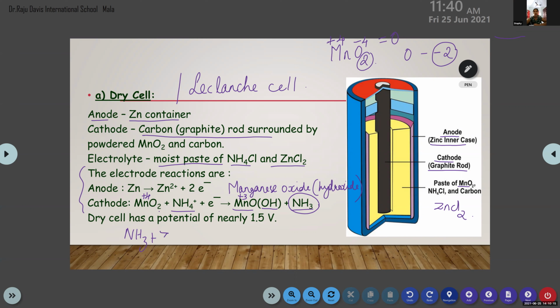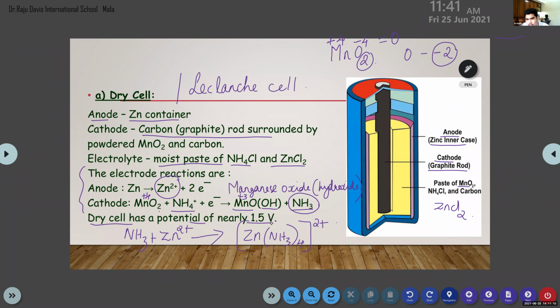Then this ammonia reacts with zinc ions, which are formed here, to form a complex. It is Zn(NH3)4 2+. This ammonia that formed in the cathode reaction reacts with the zinc that is formed in the anode reaction to form a complex, Zn(NH3)4 with charge 2+. And here the dry cell has a potential of nearly 1.5 volt. The potential difference of this dry cell is 1.5 volt.